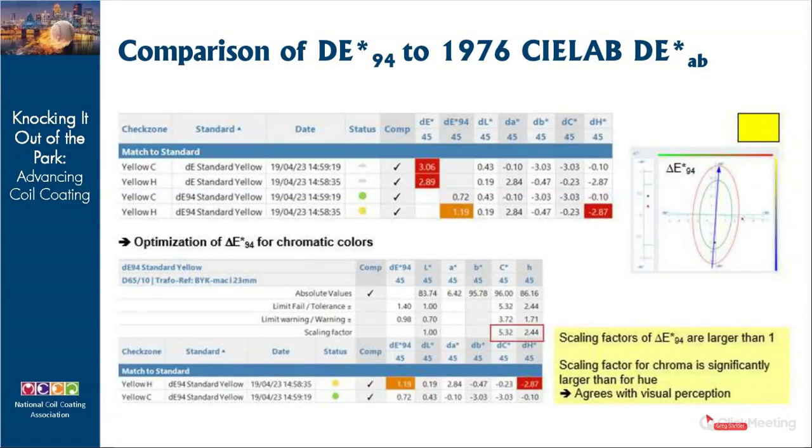So again, we can see that the scaling factor for chroma agrees better with visual and knocks down that number, the chroma value. And you can see here the scaling factors are quite large, 5.32 and 2.44. Why? Because it's a very saturated yellow.